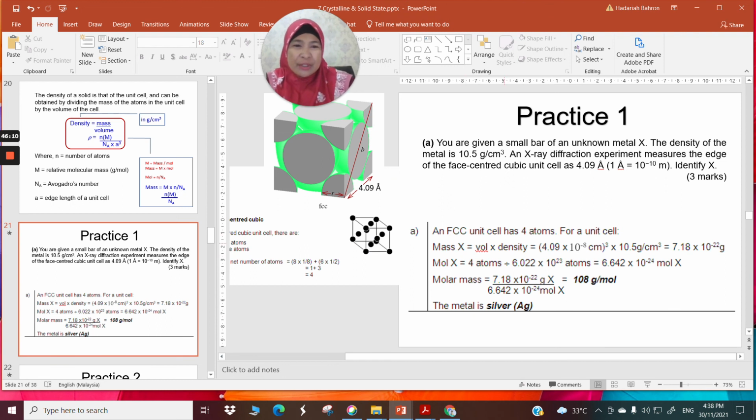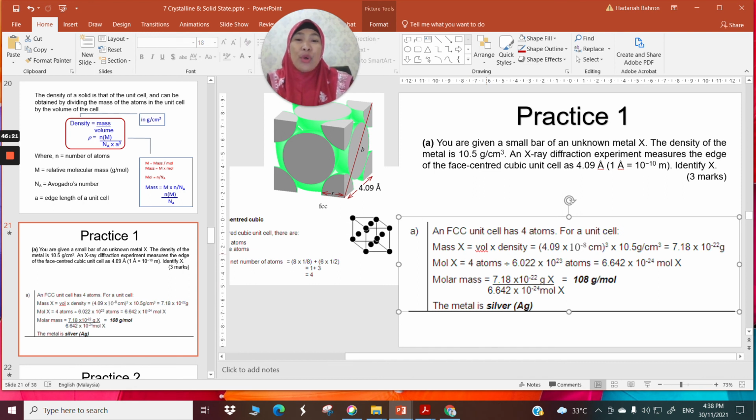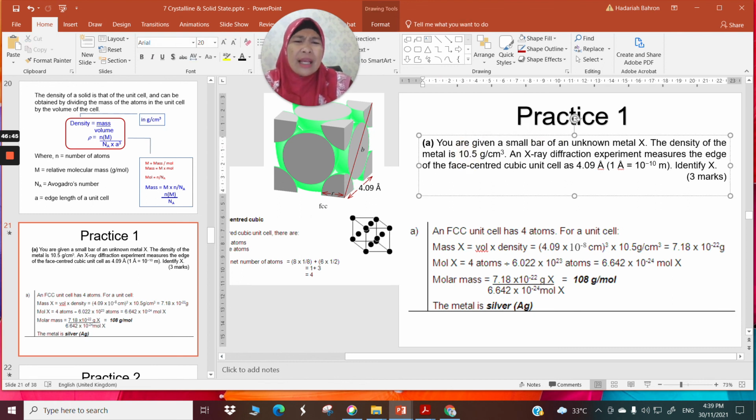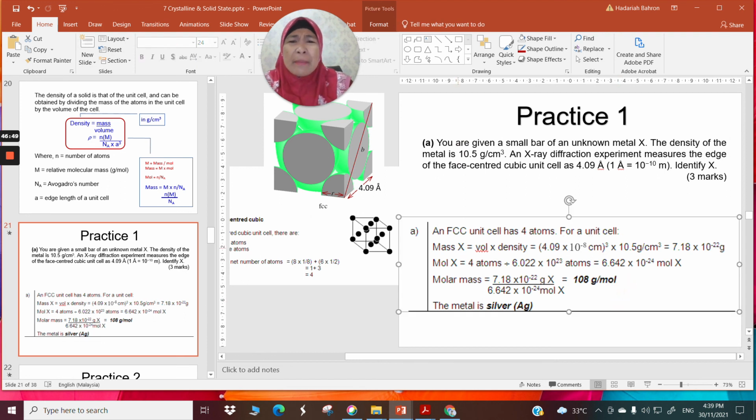So a face-centered cubic unit cell has 4 atoms as determined here. So for a unit cell, the mass of X is equal to volume times density. You will be able to find the volume, because volume is simply 4.09 angstrom times 4.09 angstrom times 4.09 angstrom. So it's a cubed. And density is given here, 10.5. So you simply have to calculate the mass of your unknown metal X. So the mass is, if you count that, 4.09 times 10 to the power minus 8.